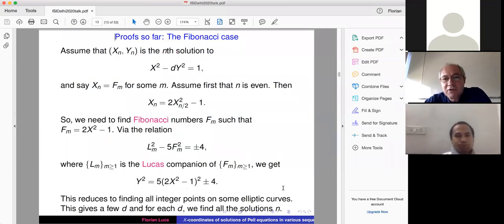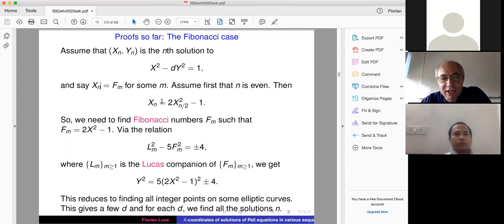Let's look at the proof so far. So this is what we were coming up with at that time, and then it kind of got improved over the years. So the way we're starting a bit, let's do the Fibonacci case. I start with x squared minus d y squared equal 1. Suppose that the nth coordinate is f sub n. And suppose that n is even. So the index of the x coordinate is even.